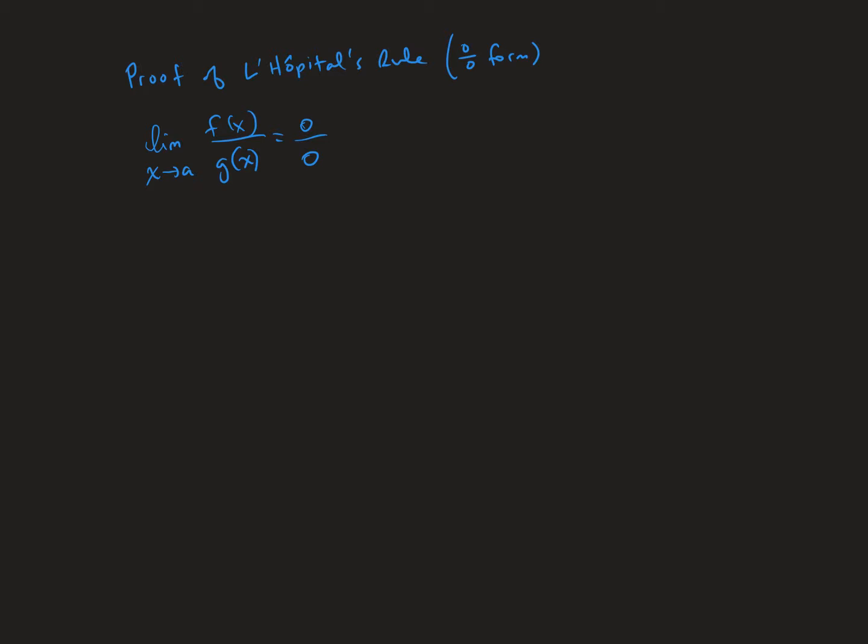So the first thing I want you to notice is that when I take the limit as x approaches a of f of x over g of x, I do a direct substitution, right? And if I get 0 over 0, that basically means that the limit as x approaches a of f of x gave me 0, and the limit as x approaches a of g of x gave me 0.